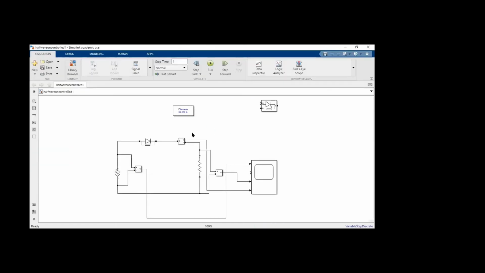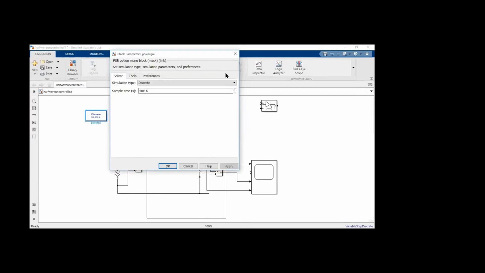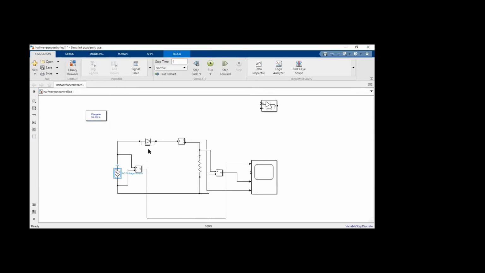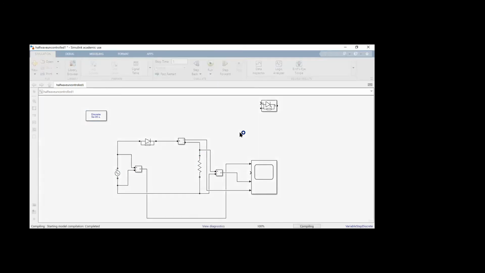So now you see, what I have considered: a power GUI block is mandatory. You need to keep it at 50e-6. So the graphical user interface, that is. Now voltage source, diode, there is a resistor. Now I'm running the model, and I'll show you the results, how it will come.